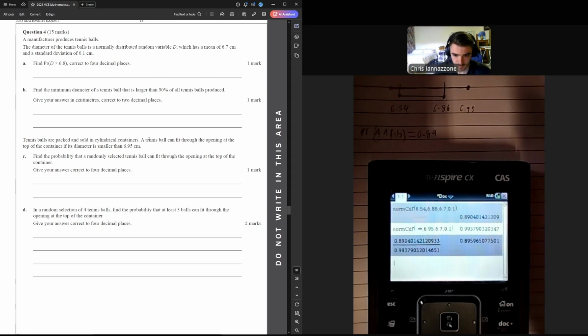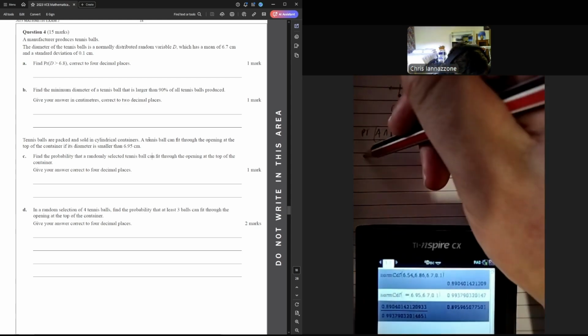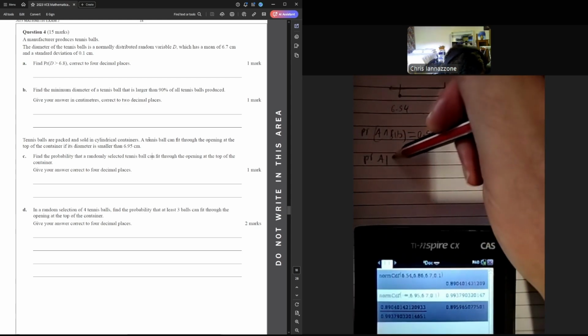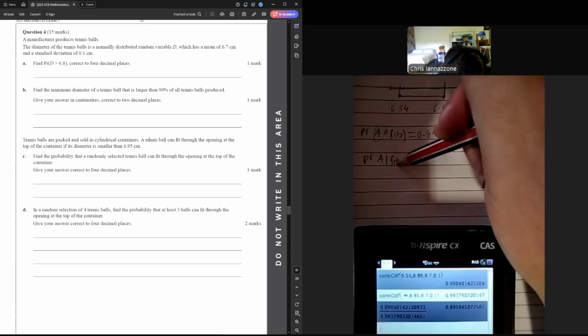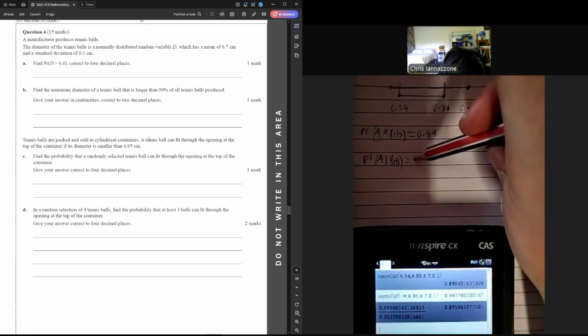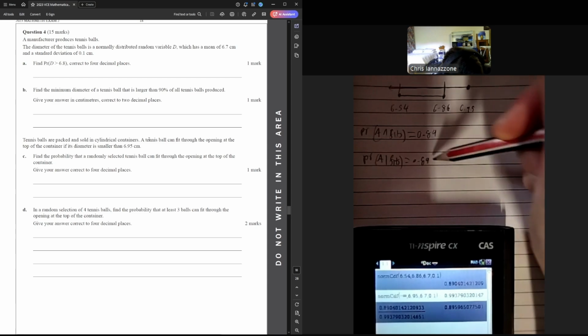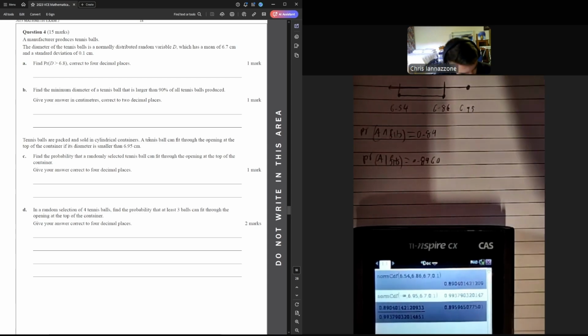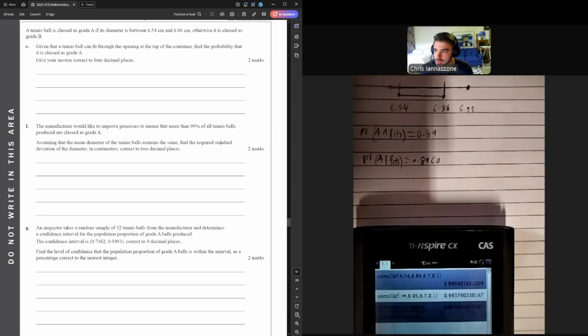0.8960. So let's write that out. Probability of A given fits is equal to 0.8960. So part F is a bit of a trickier one.